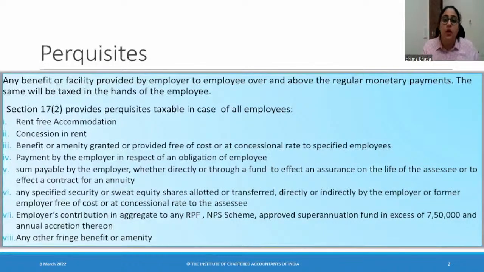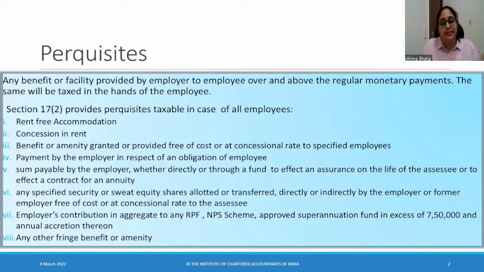We'll do it. So remember we studied employer contribution. Obviously more than 12% is taxable. When we were talking about RPF, 12% of the salary where we include basic salary, dearness allowance or retirement benefits and commission based on turnover, right? But one more thing, if the employer contribution in aggregate to all these funds is more than 7,50,000, the excess part also would be taxable as perquisite.